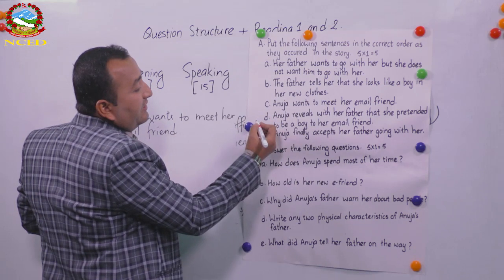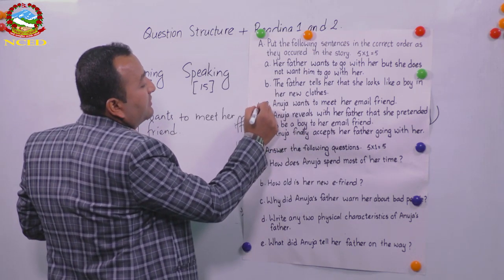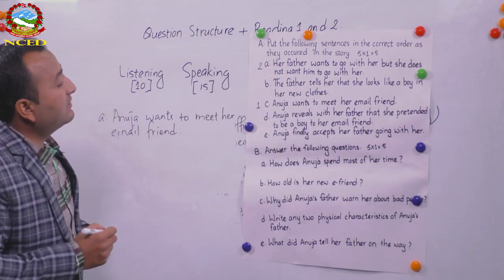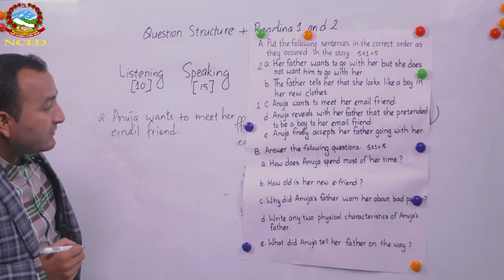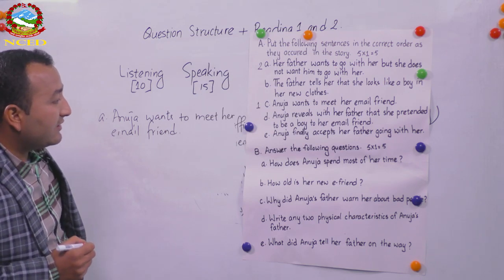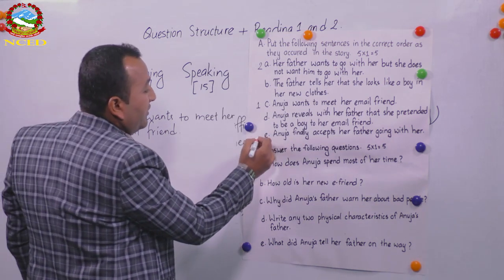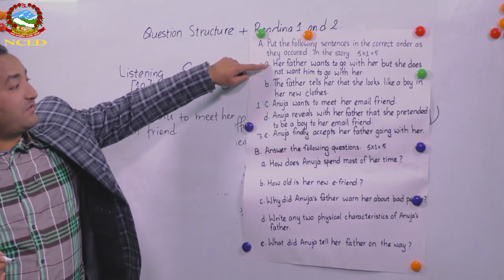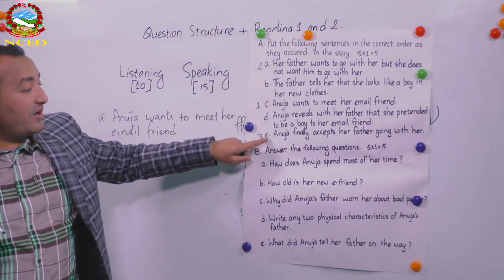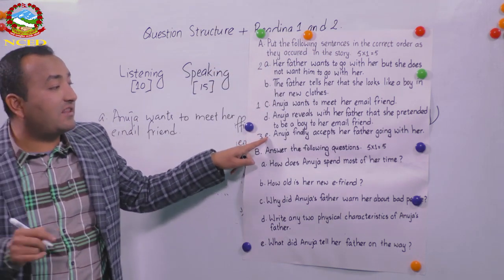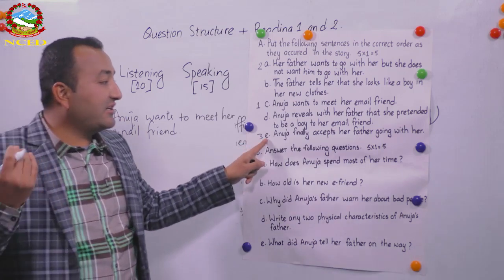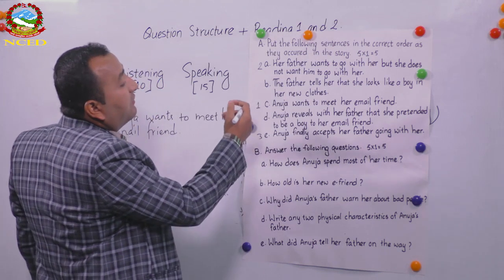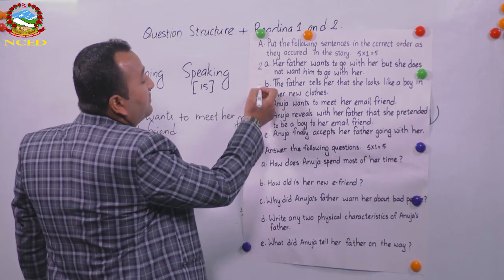So here I will be writing, this is the first sentence, this is the second sentence, and then the father reveals that she will pretend to be a boy, and finally she accepts her father. Now this is 3. Anuja finally accepts her father going with her, right? Father wants to go. First she doesn't want him to go. Now what she does, she finally accepts father, means she says, okay, father, you can go. Then this is third. Then fourth, what happens here? Fourth one is this one.